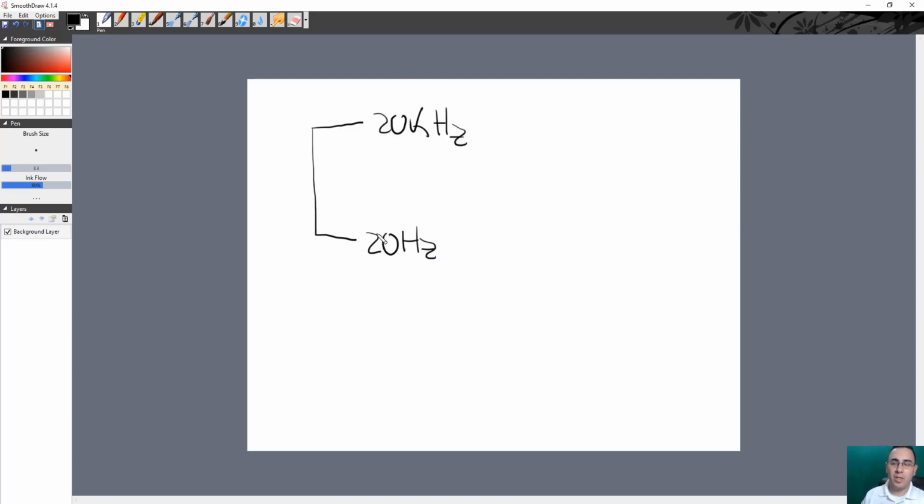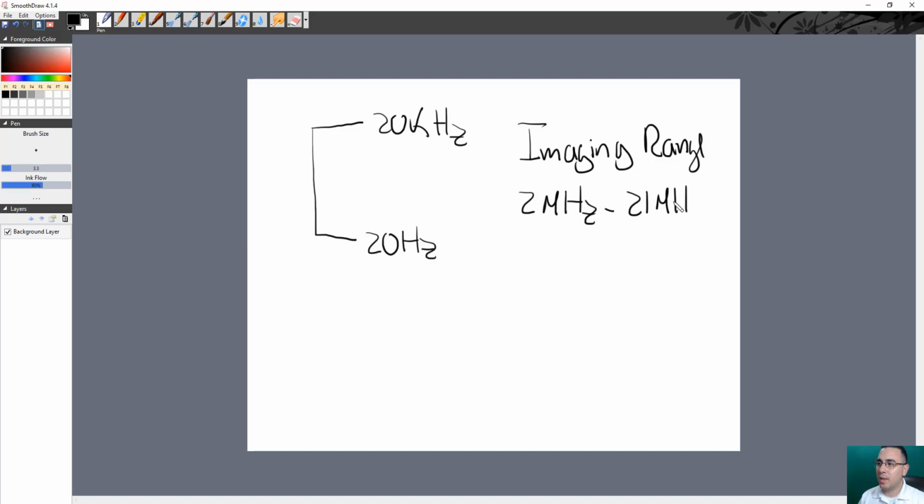So the ultrasound frequencies, the ones that we use today for our diagnosis field, are basically over 20 kilohertz. But let me tell you something, not all the frequencies above 20 kilohertz are going to be useful for getting ultrasound pictures. We have what we call the imaging range. Nowadays, for example, the imaging range is something between 2 megahertz and 21 megahertz. And this number keeps increasing every year.